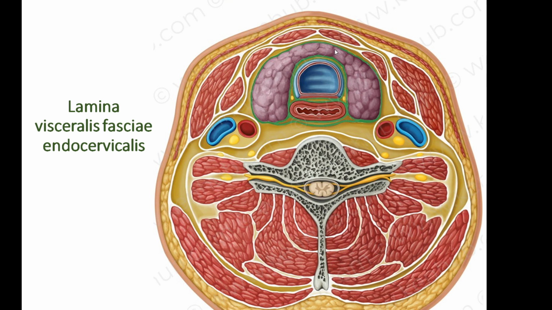There is a peculiarity that the fourth fascia by Shevkunenko, fasciae endocervicalis, produces two layers. The first one surrounds the space that is called the cavity of the neck and forms the sheath for the main vascular-nerve bundle of the neck. And the second one, the internal layer, covers the organs of the neck, and it is called lamina visceralis fasciae endocervicalis. Now you can see this layer colored in green.